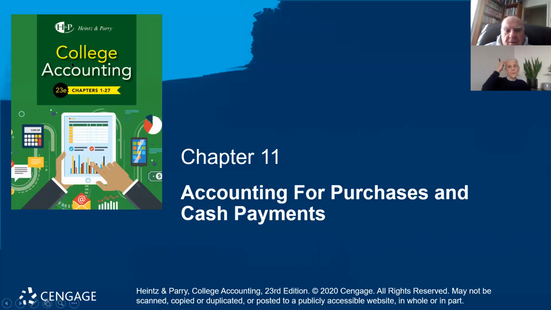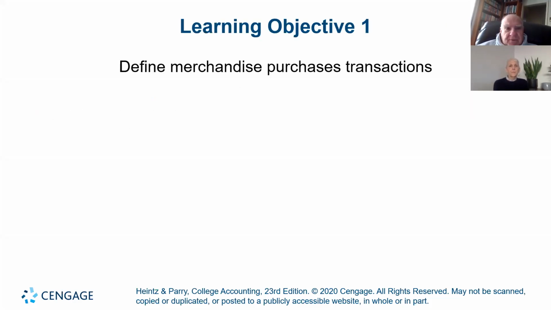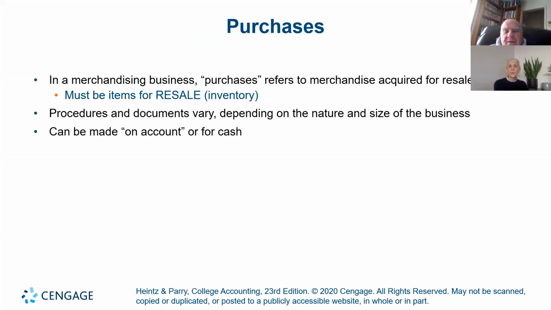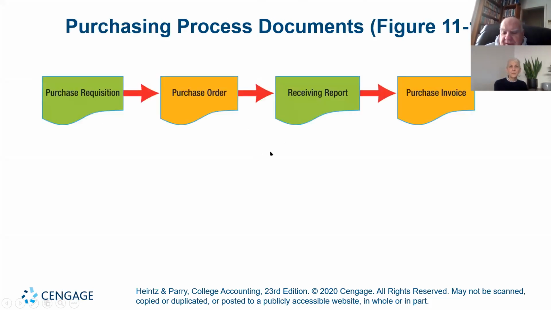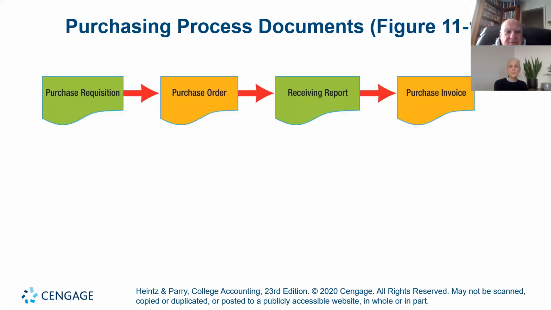Accounting for purchases and cash payments, okay? Talking about merchandise purchases. In this chapter, we are buying merchandise, meaning we're buying something and reselling it. We're a store. We're like Nordstrom's, okay? Purchases are acquired for resale. That's what merchandise is. It's for resale to the end user. And then they talk about procedures and documents. And what's this other bullet? Can be made on account or for cash. We're pretty much talking on account.